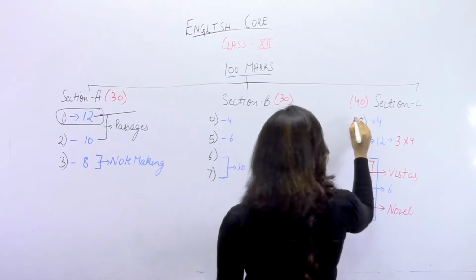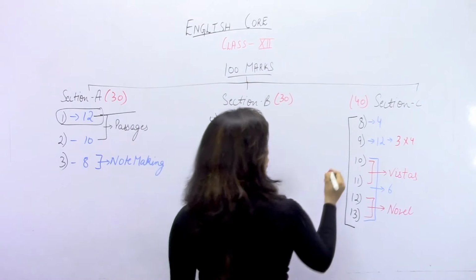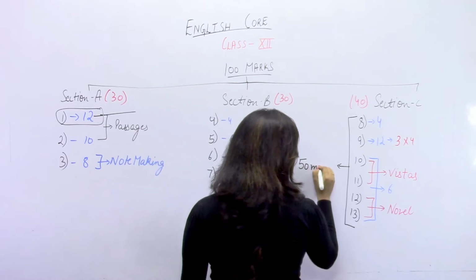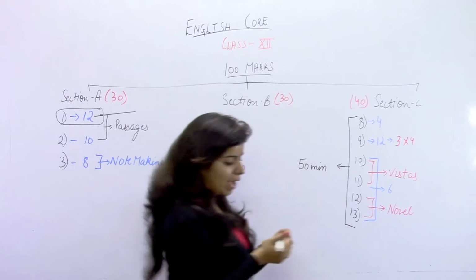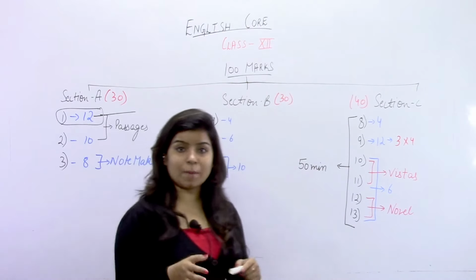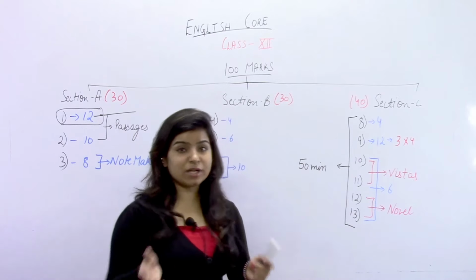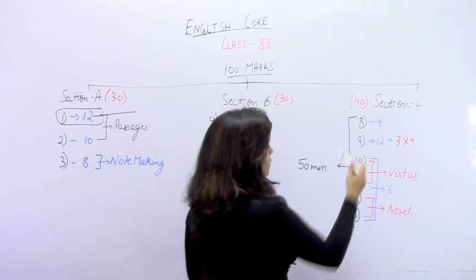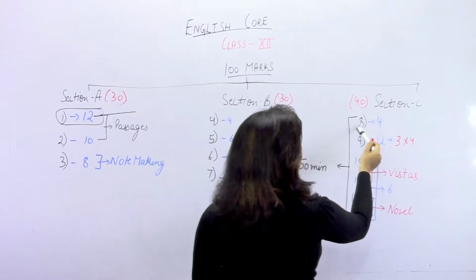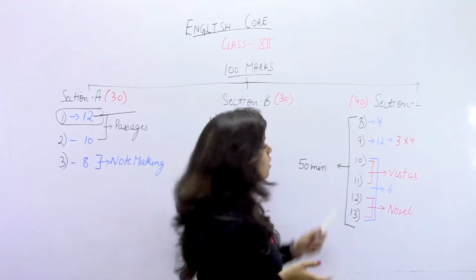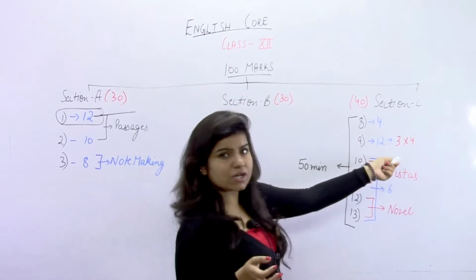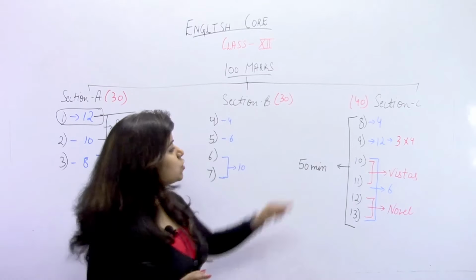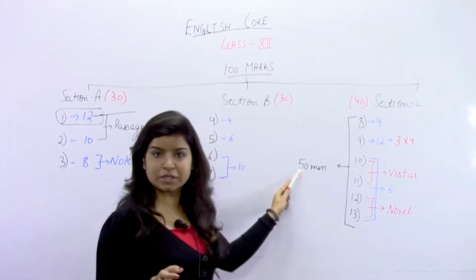One more thing, friends, you have to keep in mind: you must aim at completing your section C within a span of 50 minutes. Why? Because we have to target completing our paper before time, so that we get ample time for revision and correction. The 1 mark questions are very small, so give 2 to 3 minutes to each answer, and for the longer questions, not more than 5 to 7 minutes for each answer. So you can complete the whole section within a span of 50 minutes.